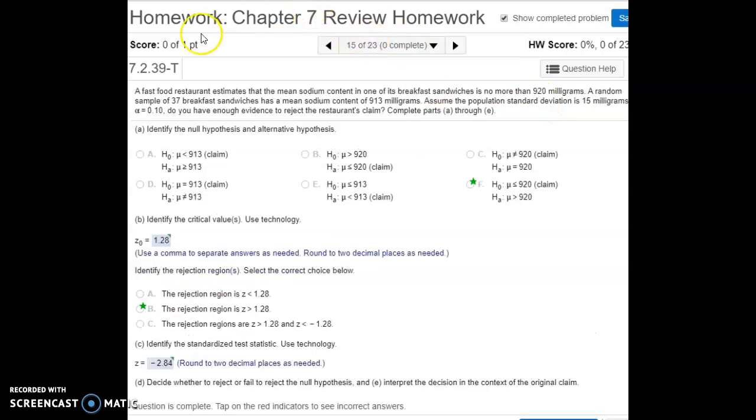For number 15, our situation is that a fast food restaurant is making a claim that the mean sodium content in their breakfast sandwich is no more than a certain number of milligrams. So their claim is that it's at that value or less than it. So there is an equal statement in there. That is our null hypothesis, at the value or less than it. Our alternative would be the complement, greater than that specified value.